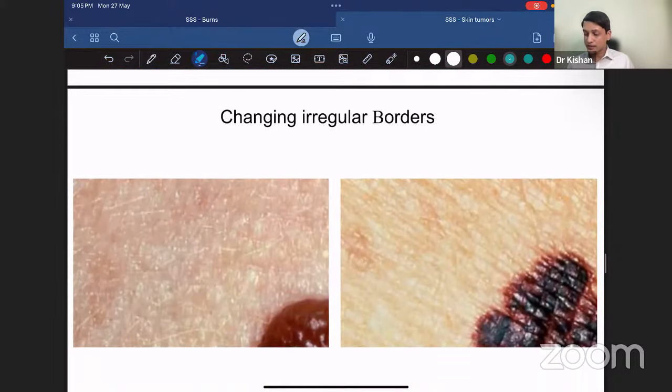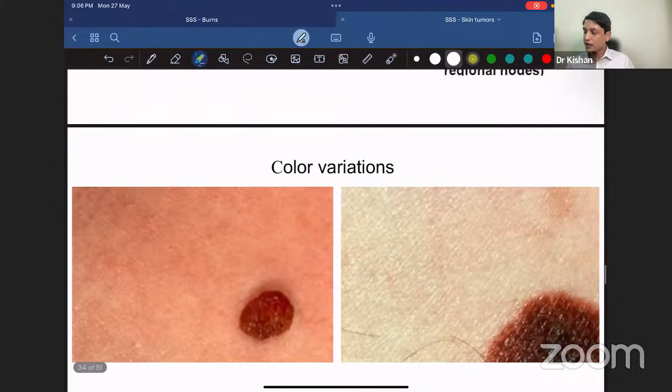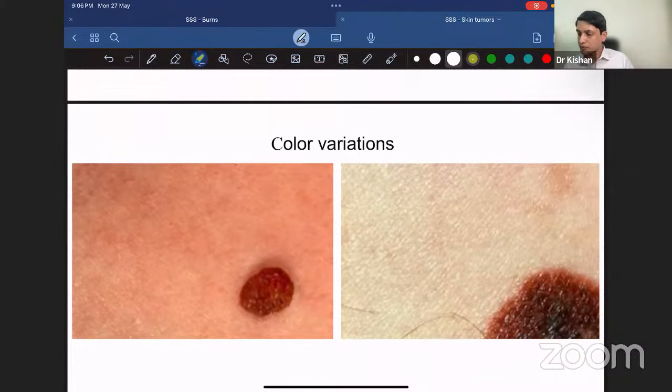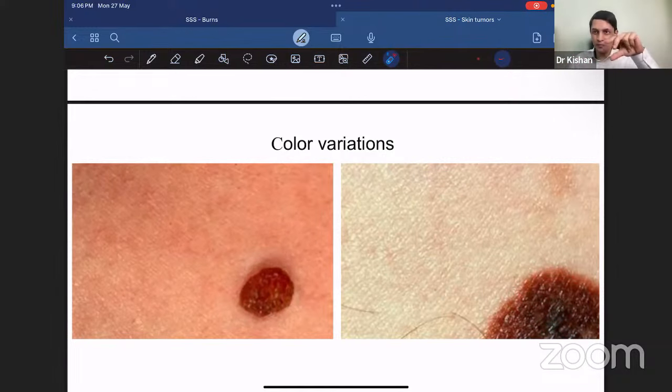Second thing is borders. See, in normal skin conditions, the border will be regular like this or well defined. Whereas in a malignant melanoma, it will be like this. It will be irregular. Borders will be irregular. Okay. And the color variation. See, here the color is uniform. Whereas in this condition, see here it's dark. Here it is slightly brownish. Here it's very light brownish. So in the same lesion, the color is different. So you can see color variations.